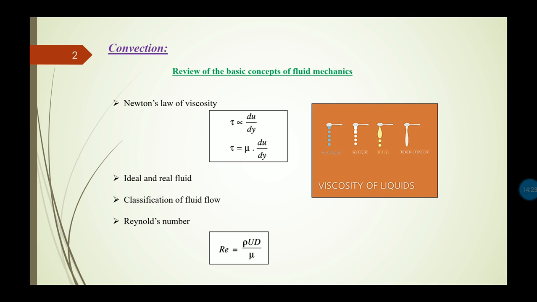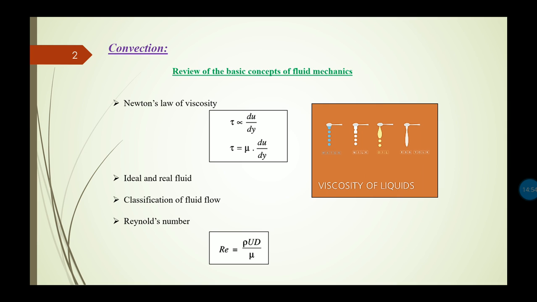Now, how do we differentiate, and what is that particular parameter based on which we can say that this flow is laminar or turbulent? For that, there is an important dimensionless number known as the Reynolds number. So what is this Reynolds number?